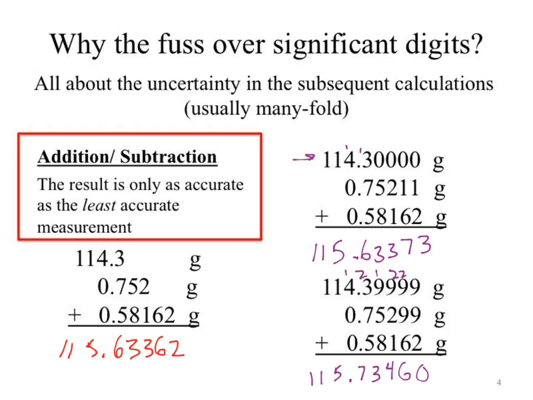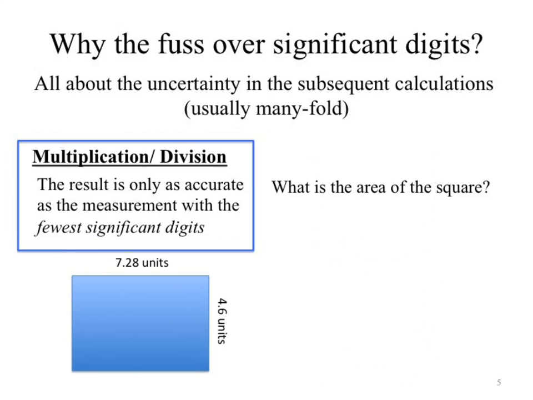Okay. So, multiplication and division. Now our rule changes slightly. So in this case, our result is only as accurate as the measurement with the fewest significant digits. So to me, these are nicer because I don't have to worry about which is the least accurate. I can just go back and just count significant digits. So we would go through and count the significant digits in each of our numbers.